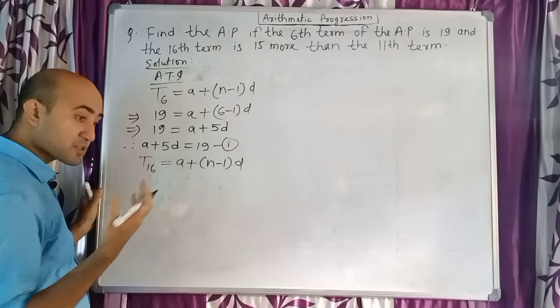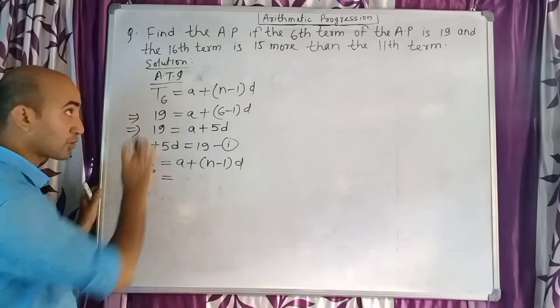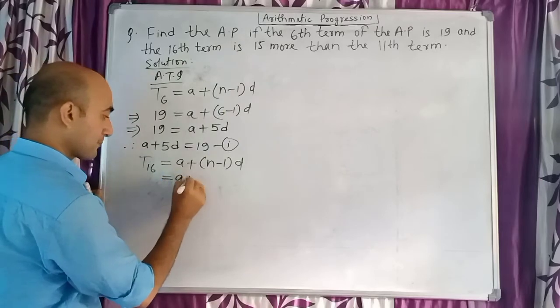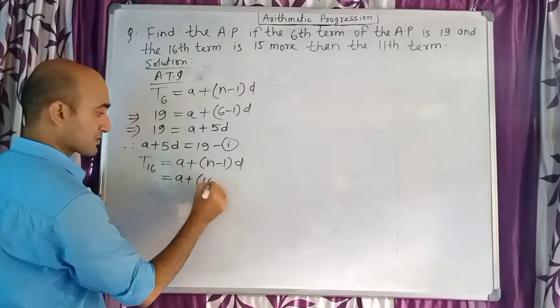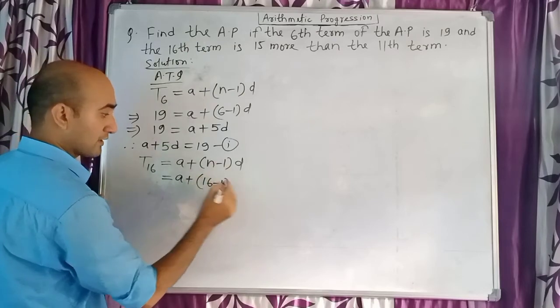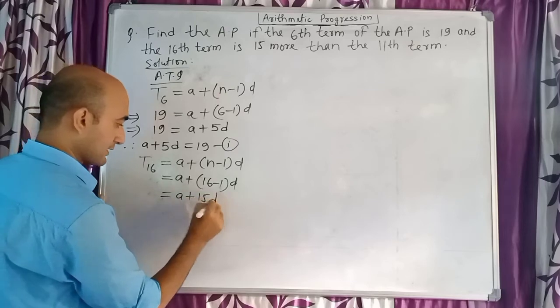And as the 16th term is unknown to us, so write equal to only, no arrow, because I don't know the 16th term, it is not given here. So T16 is a plus, but my n is 16, that means n minus 1 will be 16 minus 1 here, and d. So finally I will get a plus 15d.